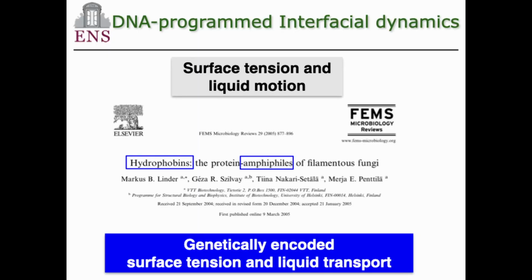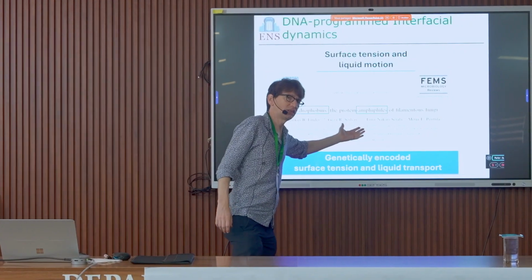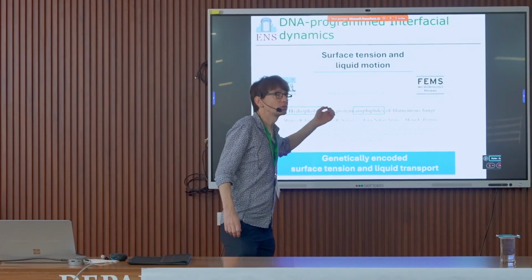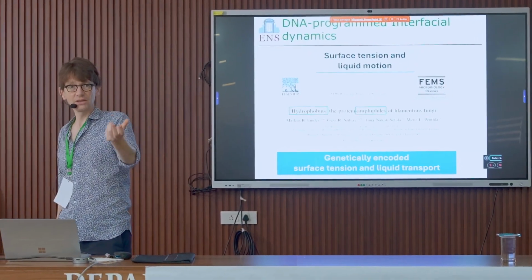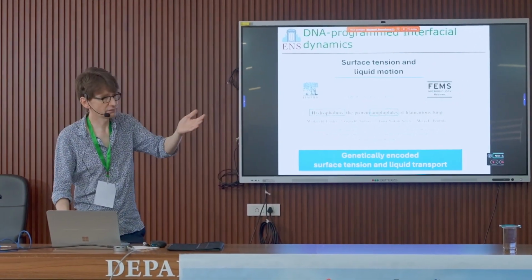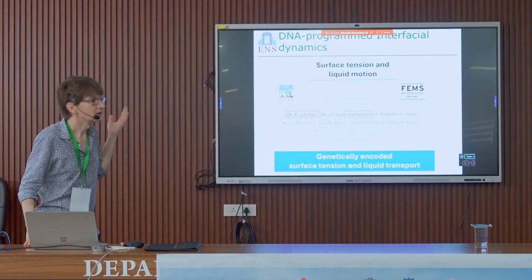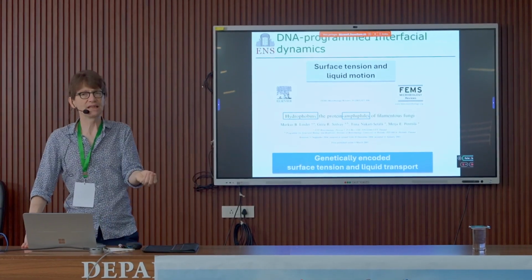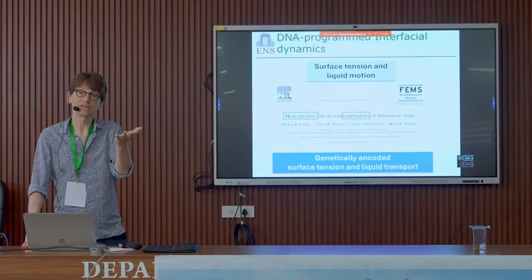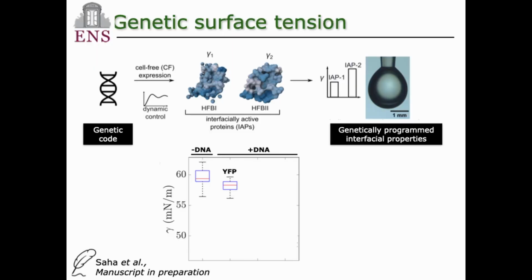And I found it super interesting because this protein, if it's amphiphile, it's kind of a surfactant. So now I could program the synthesis of surfactant from DNA using just cell-free expression. So maybe we could do genetically encoded surface tension or genetically encoded liquid transport. Maybe we could put in a DNA that will control surface tension. Nobody has done that. So that could be very interesting.